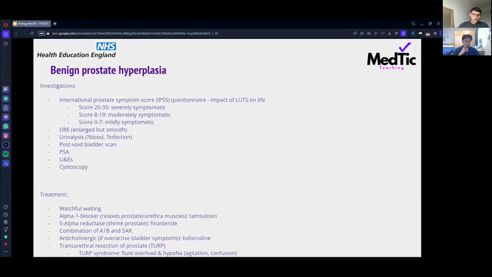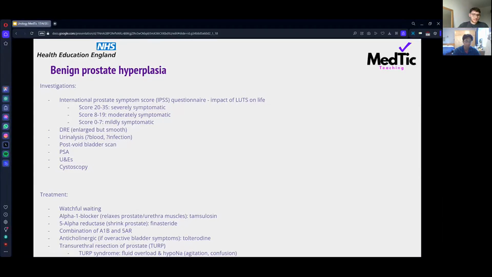Going off the IPSS questionnaire, you could consider just watchful waiting if the LUTS don't have a huge impact on their life. Then usually first-line medication is tamsulosin, the alpha-1 blocker. It relaxes the prostate and urethral muscles, in theory reducing the LUTS through that mechanism.